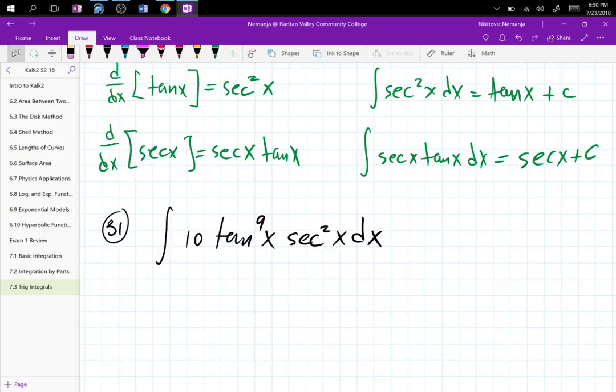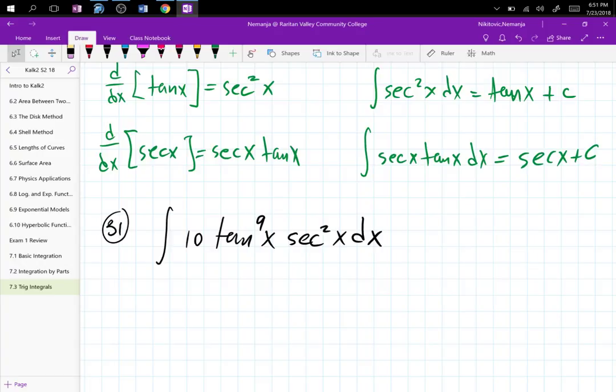You know that the derivative of tangent is secant squared. What's your function-derivative pair? Tangent, secant squared. I have tangent, I have 9 of them, but who cares? It's just going to be u to the 9th. And here's your du entire. So when you see secant squared floating around and a whole bunch of tangents, you're happy.